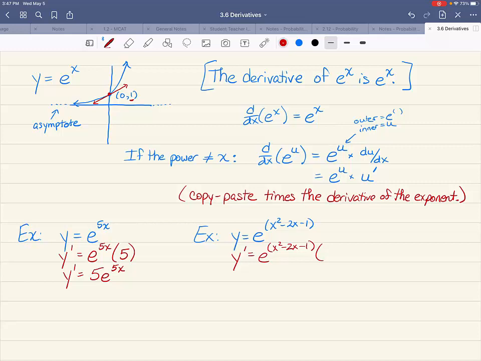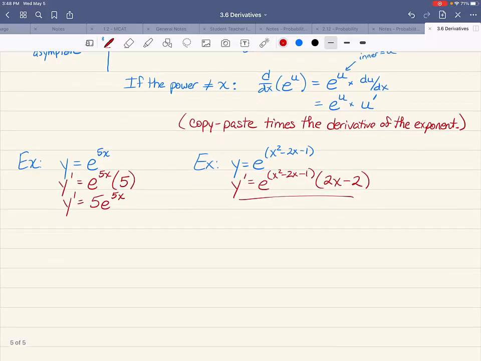Now, because there are separate terms in the exponent, I need to take the derivative of each one individually. The derivative of x squared is 2x, minus the derivative of 2x, which is 2. The derivative of negative 1, being a constant, is 0. So I close my bracket. And because the derivative of the exponent has multiple things in it, we just leave it alone. So that is considered the answer to this problem. All right? Let's do another one.